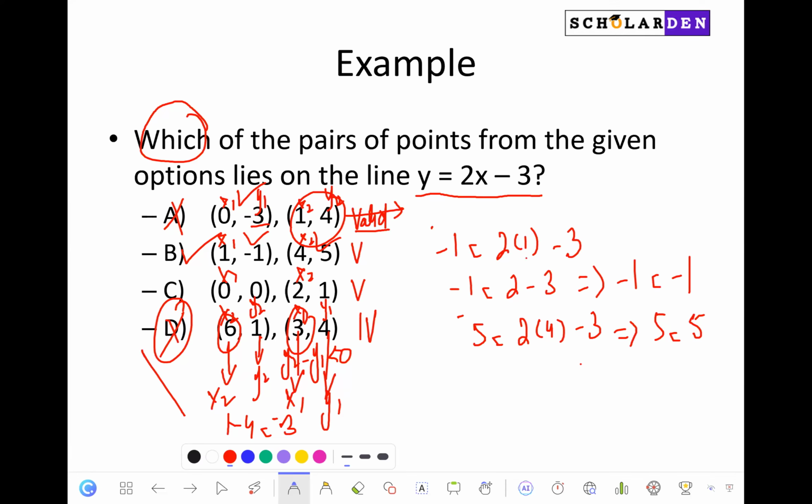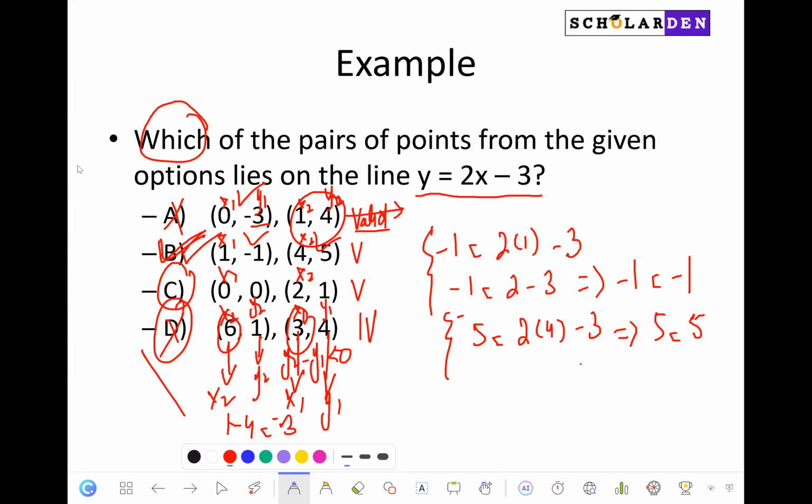So this is for the first coordinate, and this is for the second coordinate. And we find out that both of these points lie on the line. So this is your correct option. And because the question asks for only one option, we're going to stop over here. We do not need to check the others. We're just going to say that, okay, because this is a valid option, and the question asks for only one valid answer.